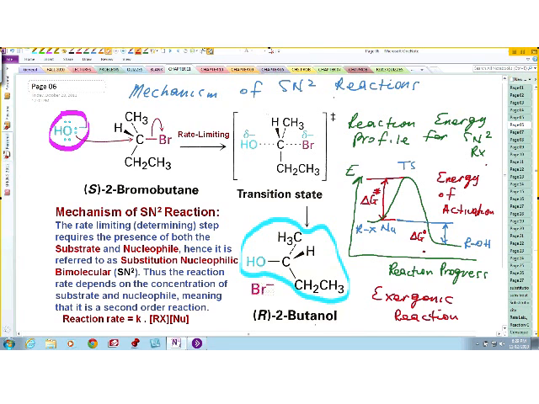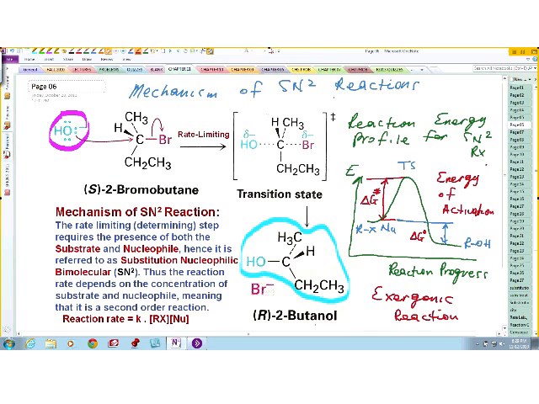In which case, you are saying that the product of the reaction is more stable than the starting material, which is to say that this reaction does generate energy. Now, let us go back and take a look at this reaction mechanism.